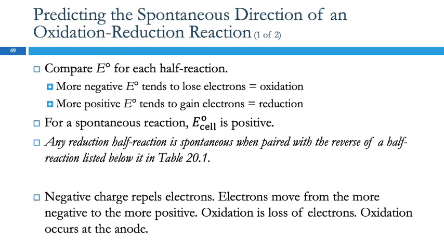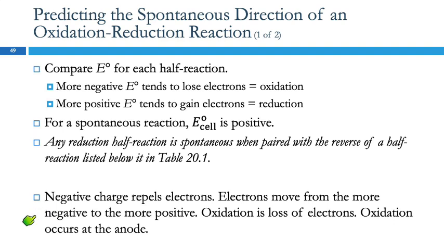So, predicting the spontaneous direction. What you're going to do is look at the standard potentials for each half reaction and find the standard cell potential. A spontaneous reaction has a positive cell potential. And so, I mean, this is true: any reduction half reaction is spontaneous when paired with the reverse of a half reaction listed below it in table 20.1. That's nice. I don't think of it that way.